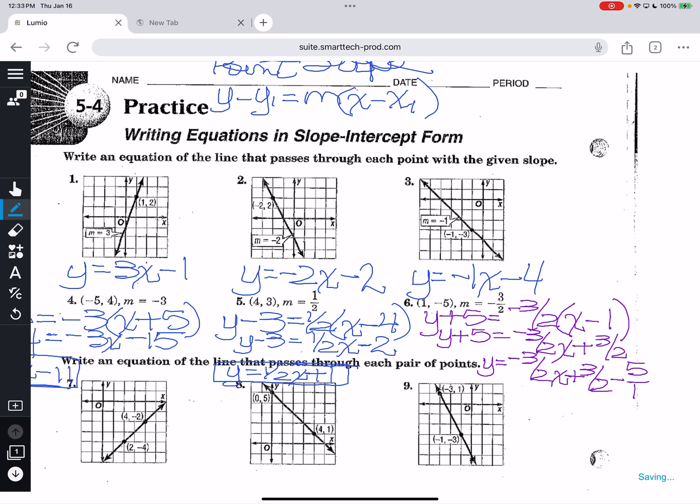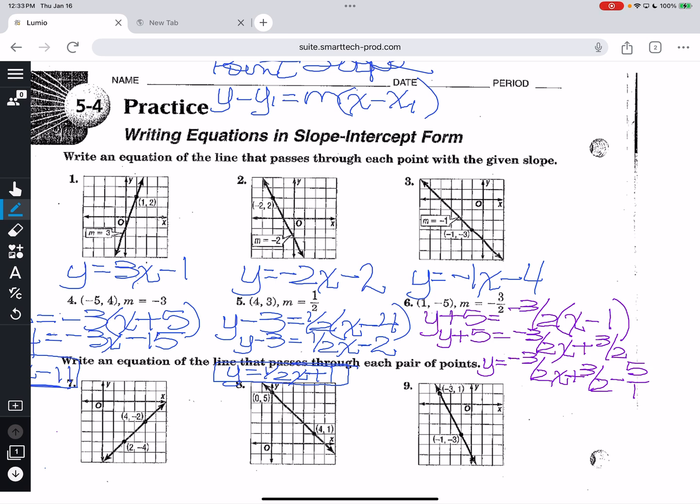Okay, how do we combine 3 over 2 and 5 over 1? What are we going to have to do? Cross multiply? Nope. Change the denominator. Why? Because the operation we're doing is adding and subtracting, so they need the same denominator, and then you can combine them.